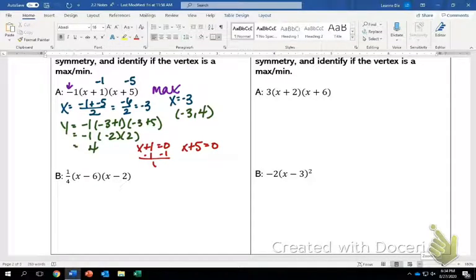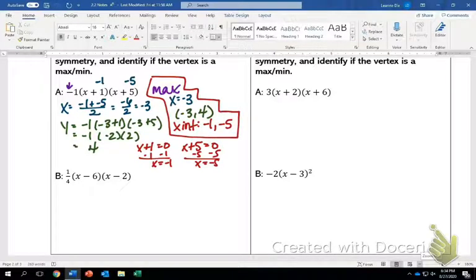Subtract 1 on both sides for this one. I get x equals -1. And then for the other one, I'm going to subtract 5 on both sides to get x equals -5. So my x-intercepts are going to be -1 and -5, and that's my answer. I love the little stair steps that I did. It's real cute. The one beneath it.